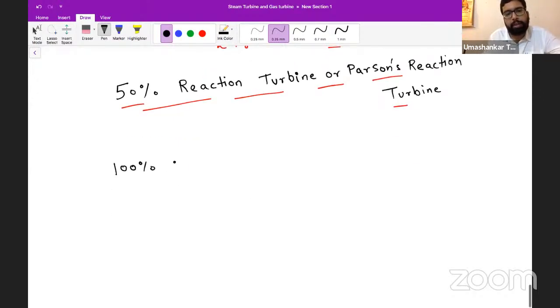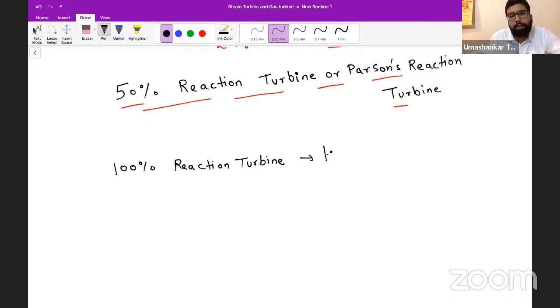So what does 100% reaction turbine mean? What do we mean by 100% reaction turbine? Any guesses? I think all of you can guess. If 50% reaction turbine means that the contribution of reaction in the work done is 50%, then if the contribution of reaction is 100%, it will be a 100% reaction turbine.